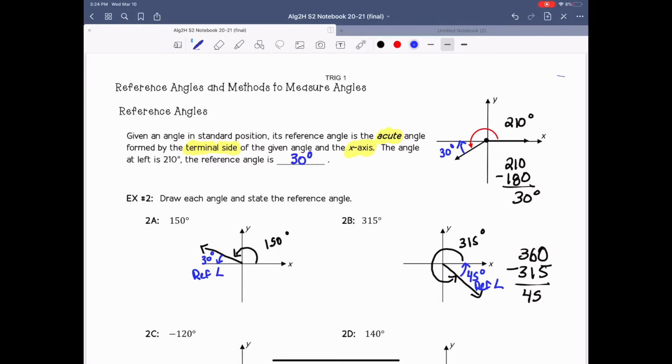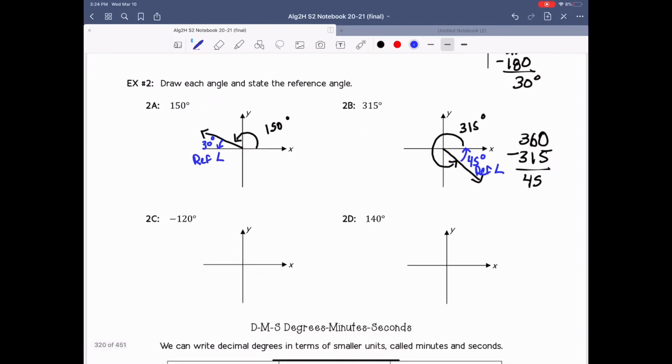All right. Next up, we have negative 120 degrees. Just keep in mind with negative angle measures, we are going in a clockwise rotation from the initial side. So if I'm going clockwise, it's the same exact thing.